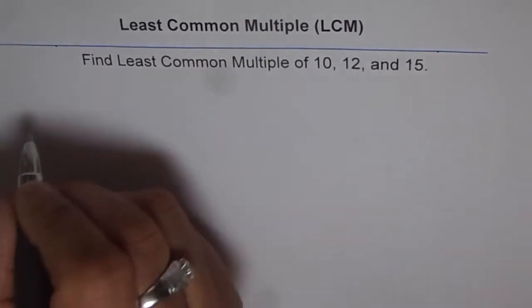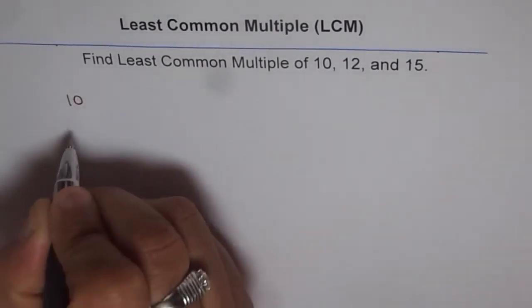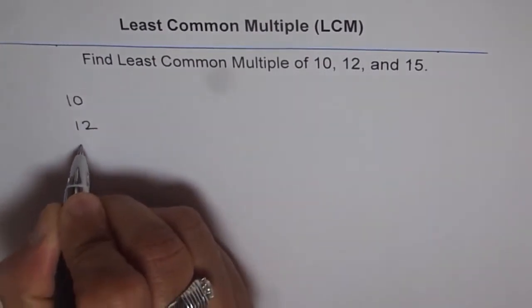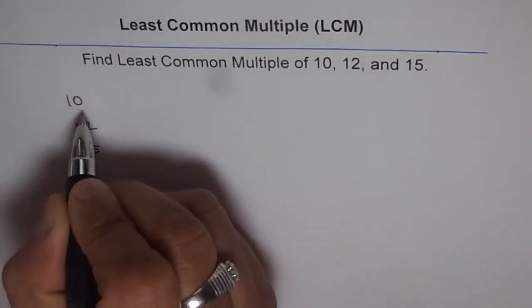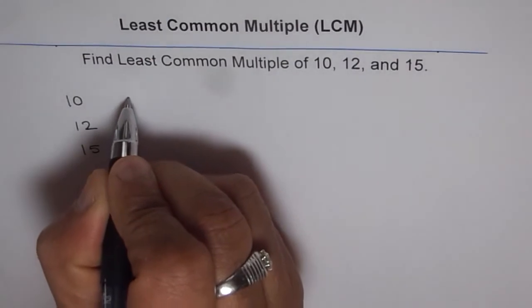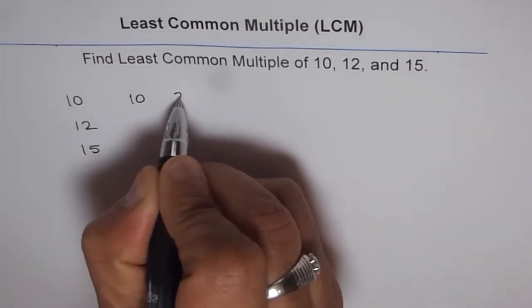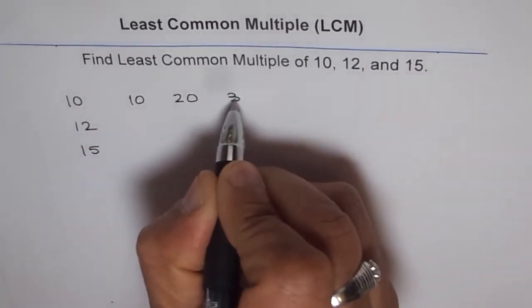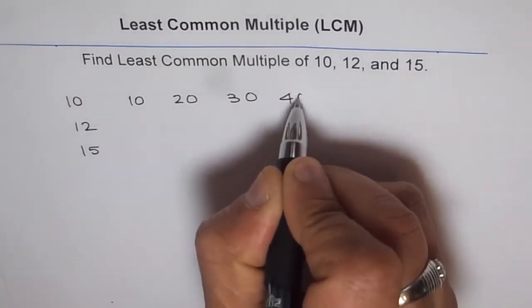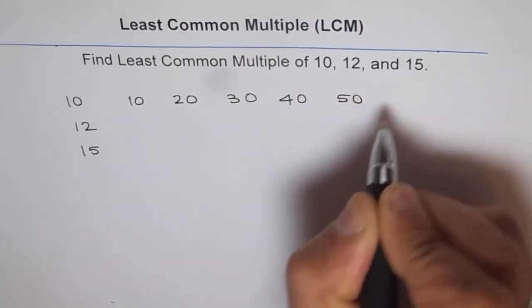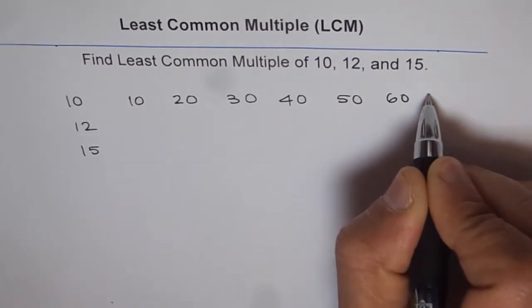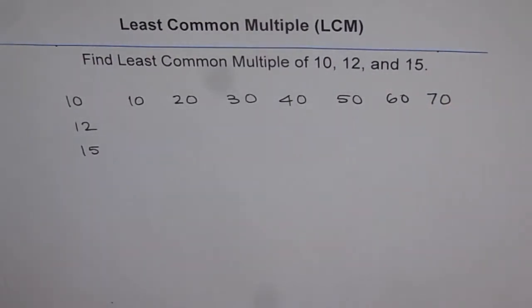So the numbers before us are 10, 12 and 15. Let's write down multiples of 10. The multiples of 10 are 10, 20, 30, 40, 50, 60 and so on.